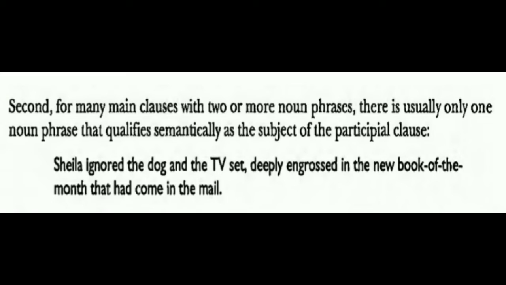Shella ignored the dog and the TV set, deeply engrossed in the new book of the month that had come in the mail. Even though the main clause in this example contains three noun phrases, such as Shella, the dog, and the TV set, only Shella can serve as the underlying subject of the participial clause, that is, someone who is deeply engrossed in reading the book.